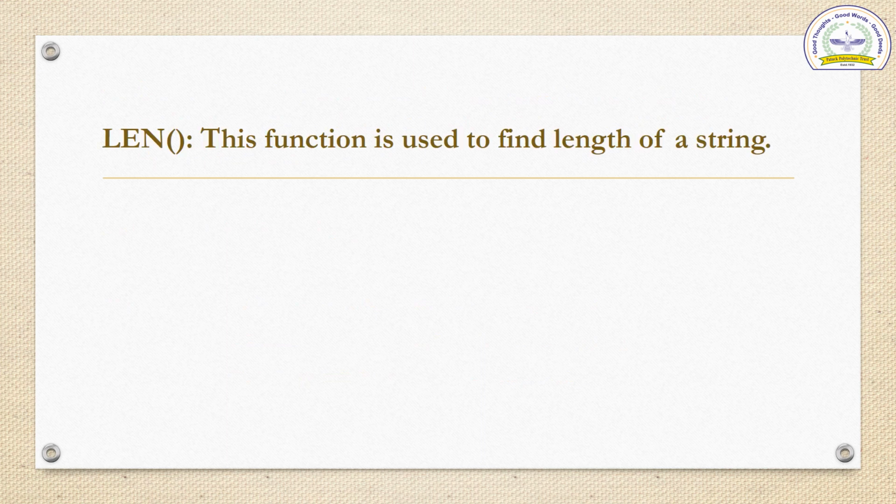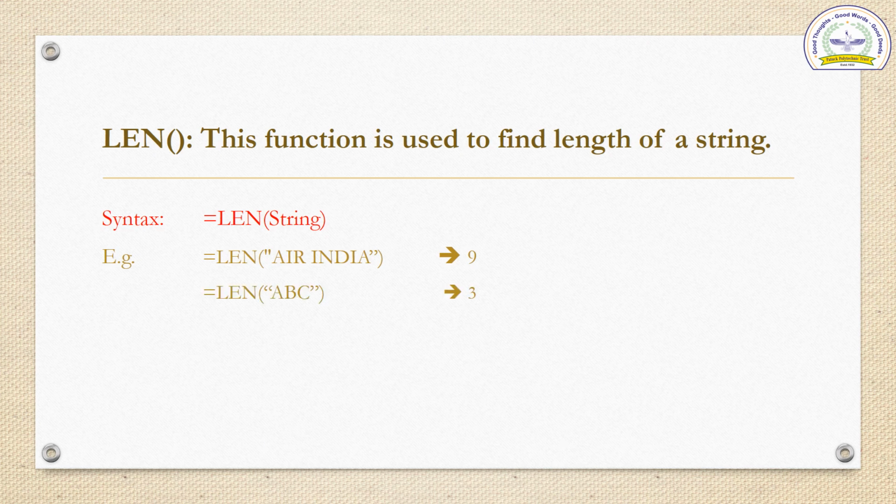The next one is the LEN function, which is used to find the length of the string, meaning the total number of characters including spaces and special characters given in the string. In the first case, the word air has 3 characters, space is the 4th character and the word India has 5 characters. So the output is 9. In the second case, the output is very obvious. The third case includes numbers, special characters and space. Each one of them is counted as one character. So the total length in this case is 14.